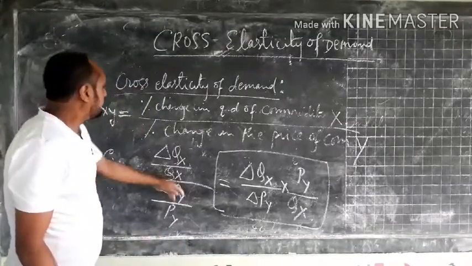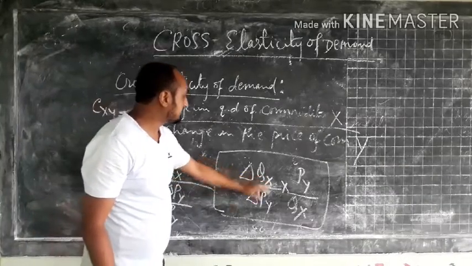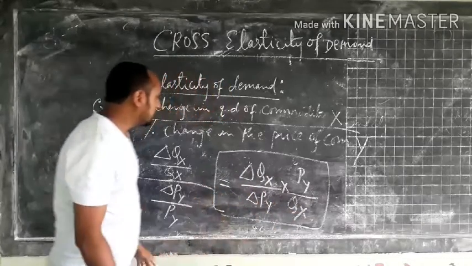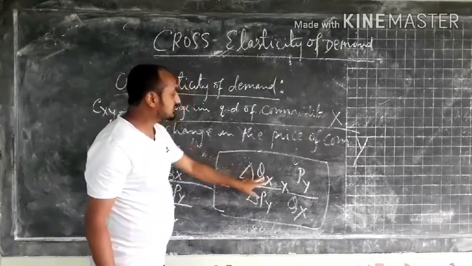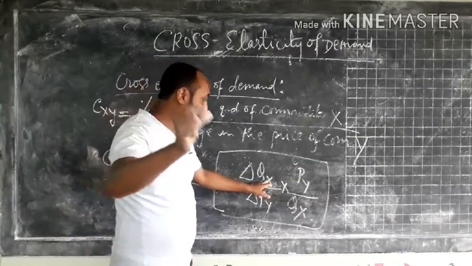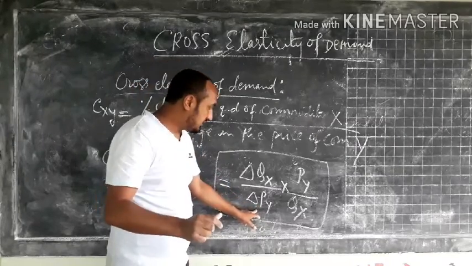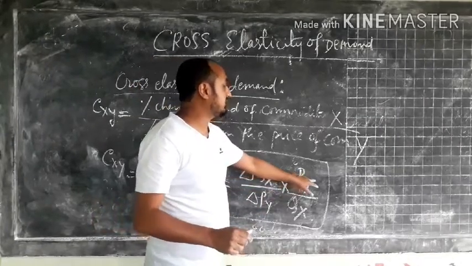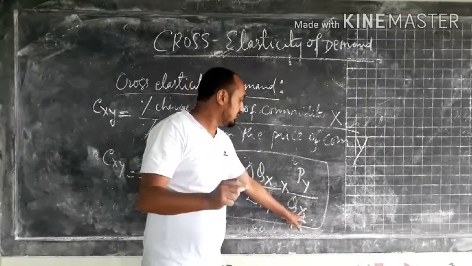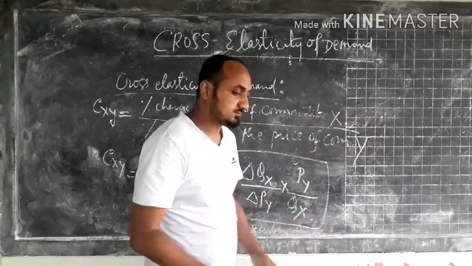Once again, this is the final derivation formula for cross elasticity of demand: del Qx by del Py into Py by Qx, where del Qx is the change in quantity demanded of commodity X, del Py is the change in the price of commodity Y, Py is the initial price of commodity Y, and Qx is the initial quantity demanded of commodity X.